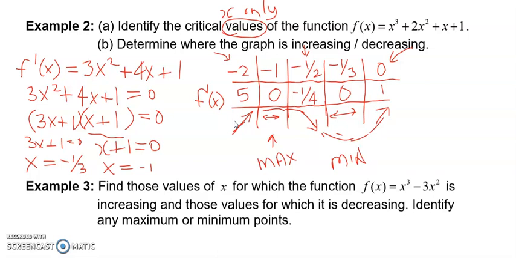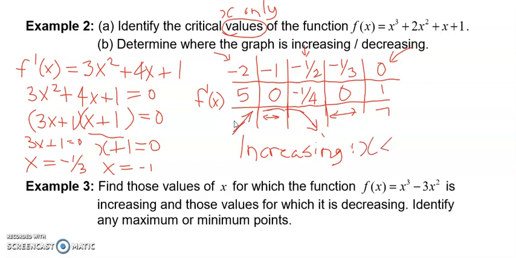And where is the graph increasing and where is the graph decreasing? Well, let me just rub this out again so I can give myself a little bit of space. I've got less than a minute left. Okay, and now you get these by looking at your table. Where is that function increasing? Well, it's increasing when x is less than negative 1. And if this one here was going up as well, x is greater than negative 1/3.